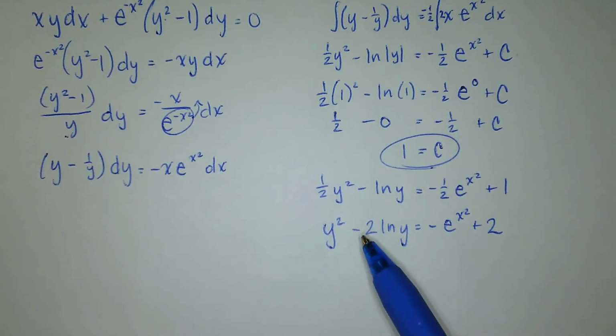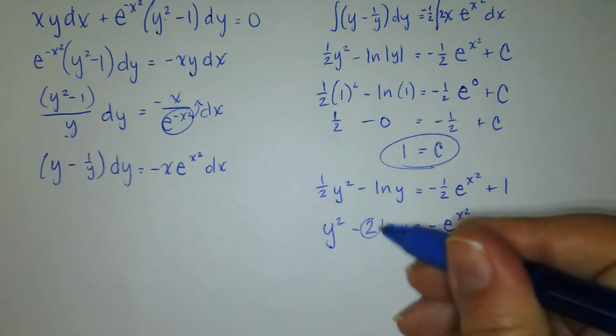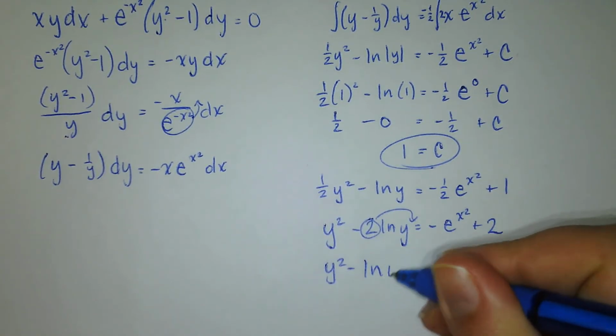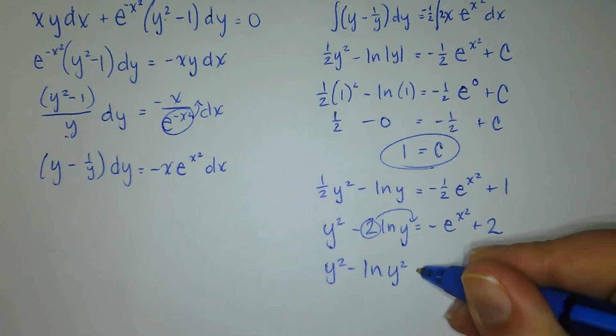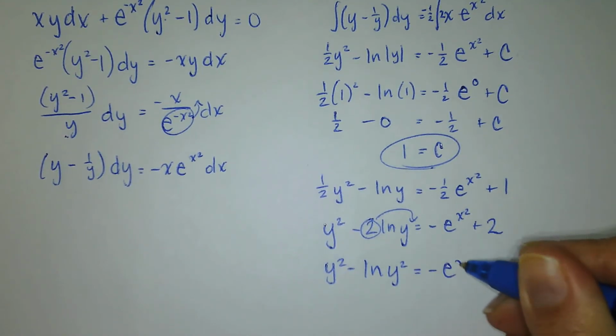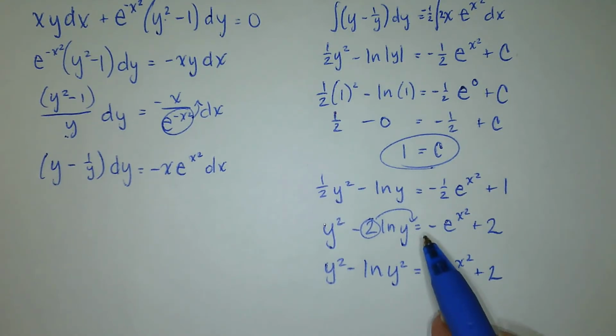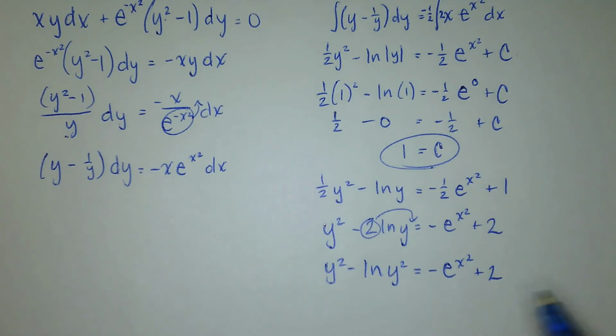If we want to take this one step further, we could actually bump this 2 onto the y. So y squared minus ln of y squared equals negative e to the x squared plus 2. That would be another option. There's, like I said, not really a lot of rules on which one is the preferred answer. So you just kind of want to be ready. If you get this, realize that you can switch it into that.